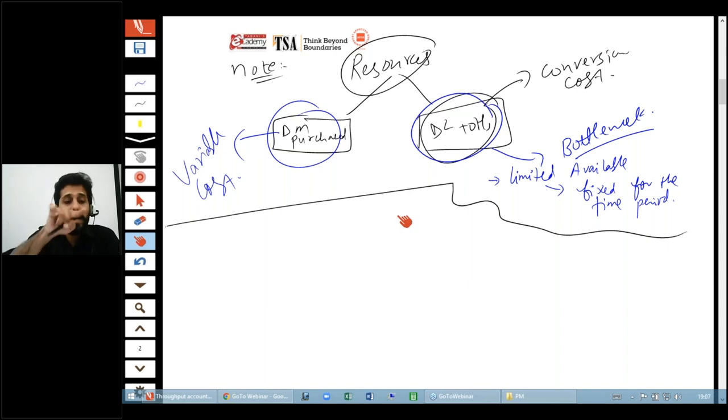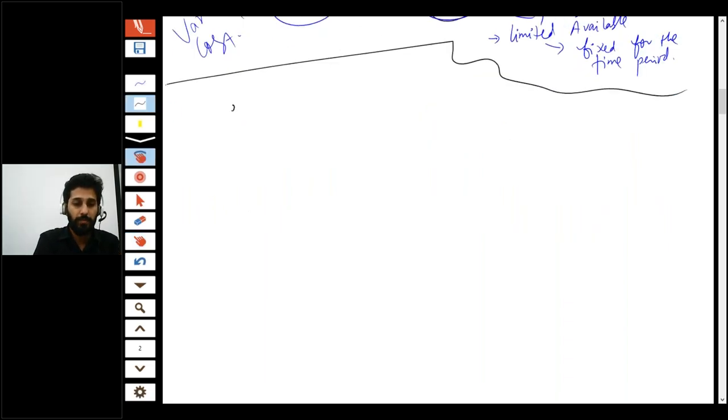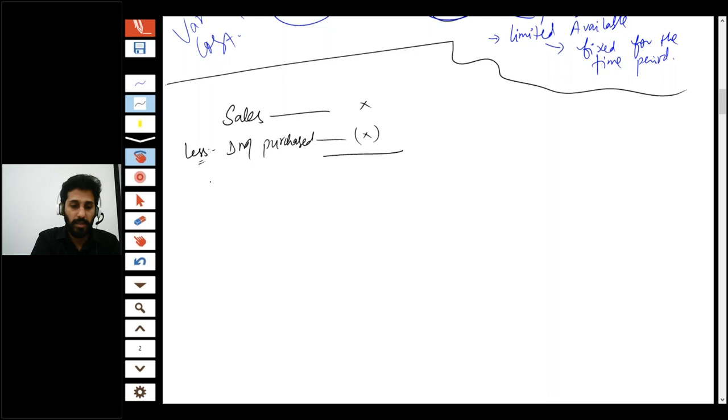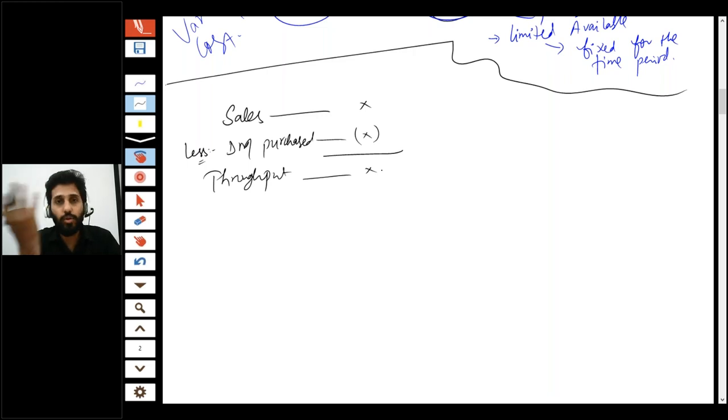Now, sale minus material cost only, because we have some limited conversion costs. We do not have too much labor or machine hours. We have some limited thing, all right? So sales less direct material purchased, the resulting figure is called throughput. Or you can say this is the throughput contribution.